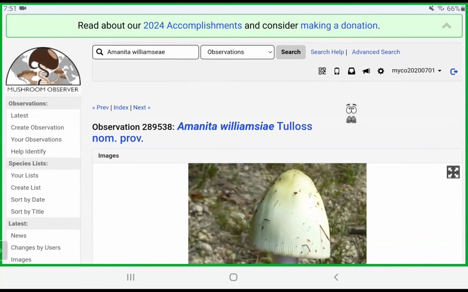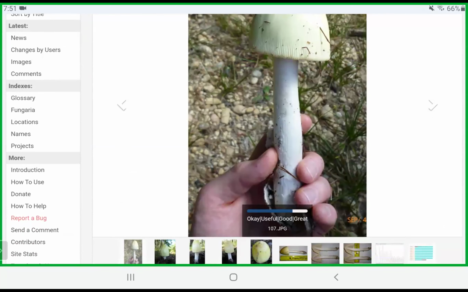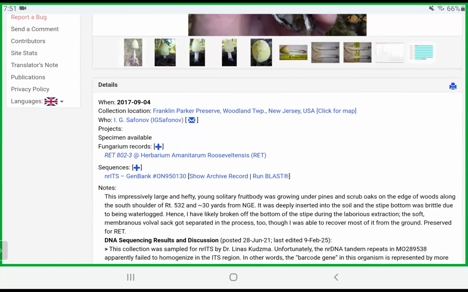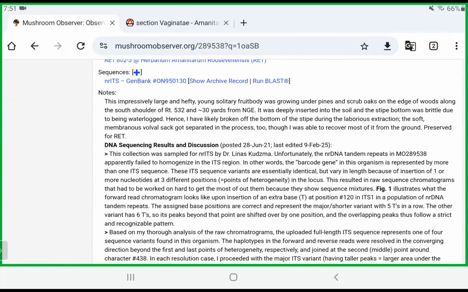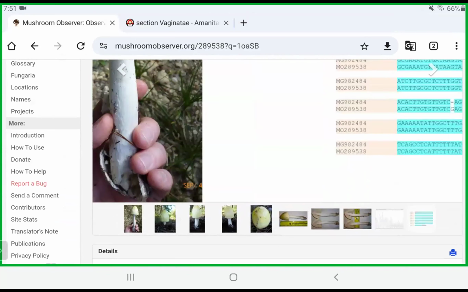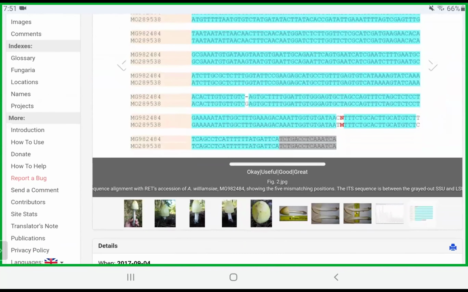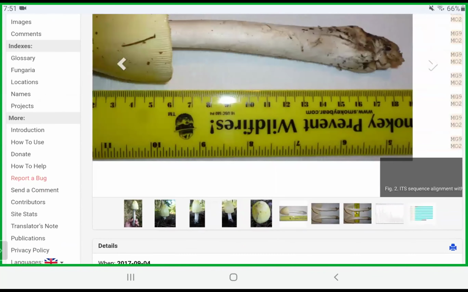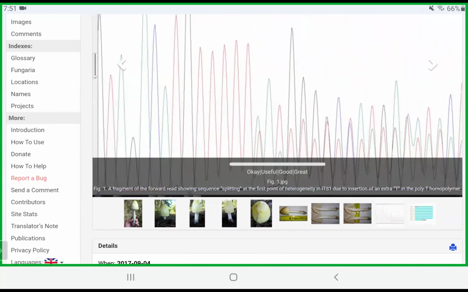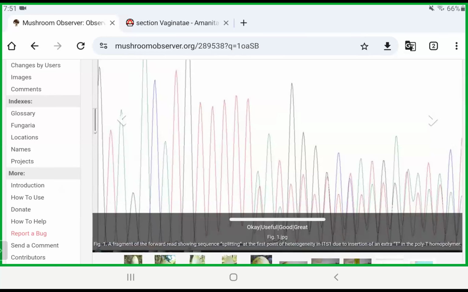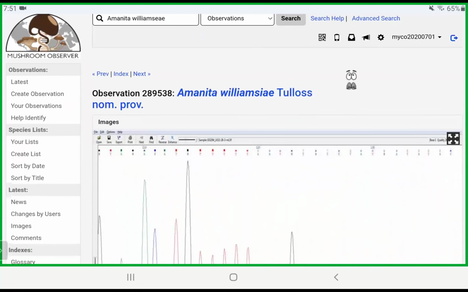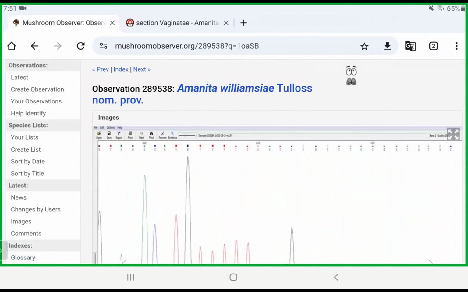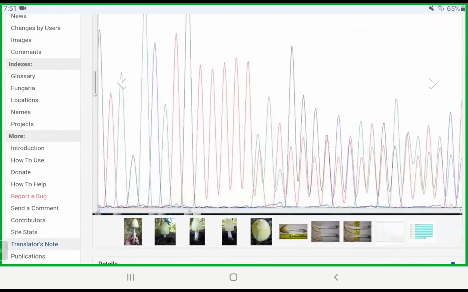So we got the sequence. Unfortunately, the sequence was not complete. It was truncated, and if you scroll down and show the picture at the very end, it shows the chromatogram, which illustrates a point. This one. Okay. So this is your Sanger sequencing chromatogram that you don't get with nanopore. You can see the bottom portion of it.